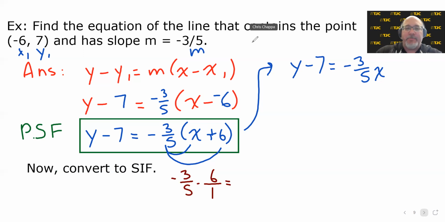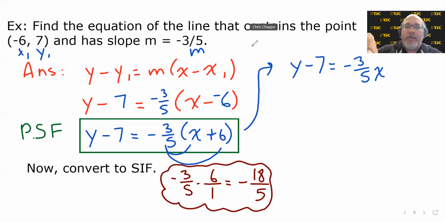Well, first off, negative times positive is negative. And across the top, 3 times 6 is 18. And along the bottom, 5 times 1 is 5. So that wasn't too bad. Let's put that in a cloud. This is kind of a thought. That wasn't too bad. We got -18/5.